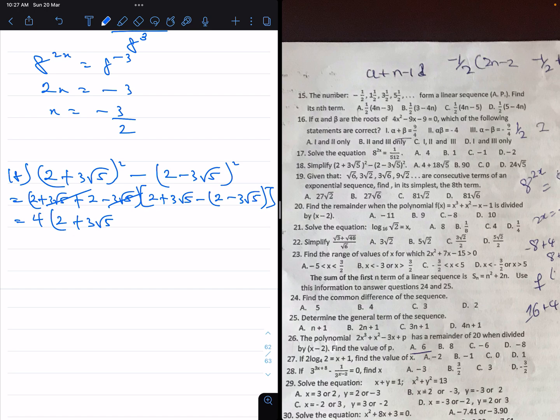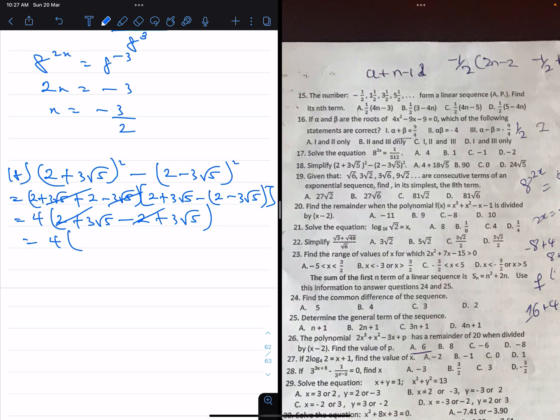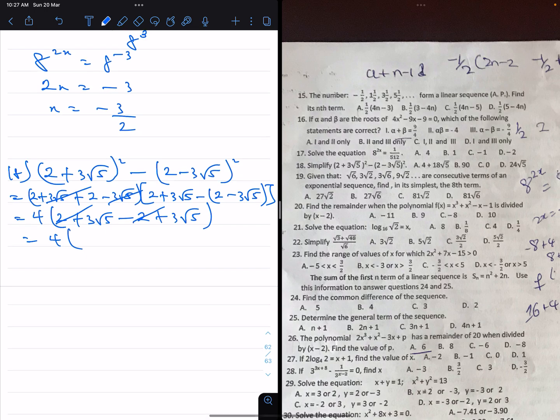Now look at that. 2 plus 3 root 5. I'm an inspector. When we open the bracket, what do we have here? Minus 2. What does it become? Plus 3. Beautiful. 4 plus 3 root 5. Good. Do you understand? And that's 4 into bracket. 2 minus 2 is 0. 3 root 5 plus 3 root 5 is what? Plus 3 root 5, and that's 6 root 5.